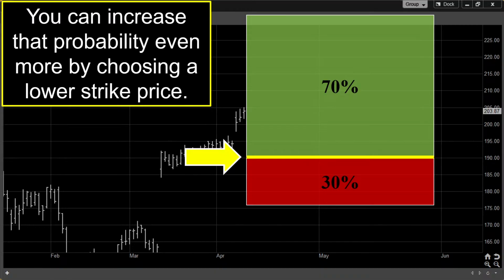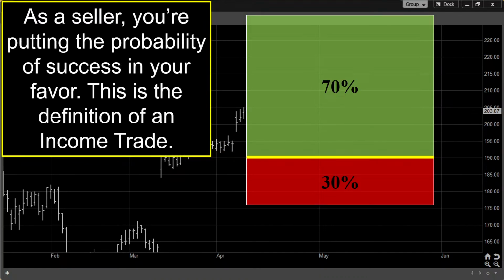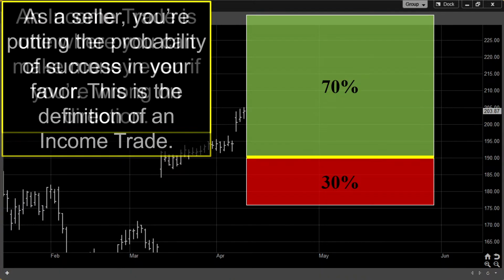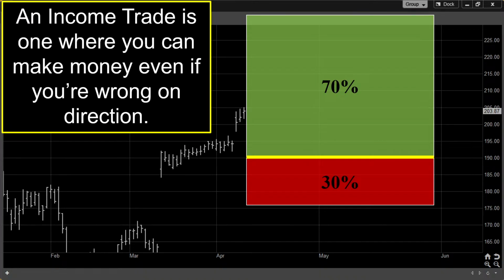And you can even increase that probability even more by choosing a lower price. That gives you a bigger area to be right. Take a look now. We've moved it down to $190. You've got a $204 stock. All it's got to do is stay above $190 and you win. We actually do a lot of our trades that start off with about a 70% statistical chance of success. And you can only do this as an option seller. As a seller, you're putting the probability of success in your favor. And this is the definition of an income trade. An income trade is one where you can make money even if you are wrong on direction.